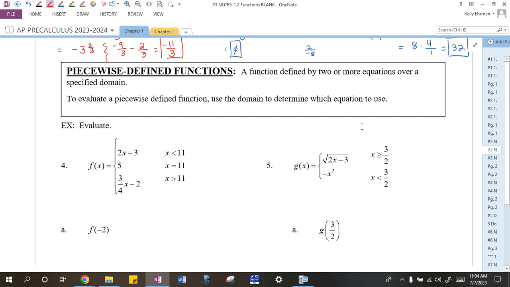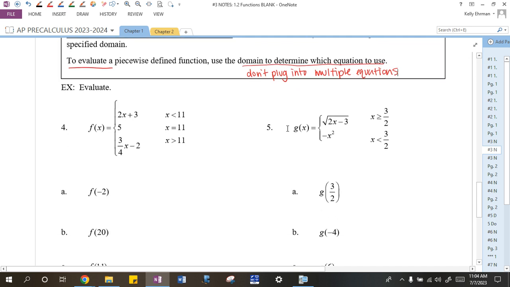To evaluate, to plug numbers into a piecewise defined function, use the domain to determine which equation to use. So don't plug into multiple equations. If I say find f of 2, you should only have one answer. It's not that it's this, this, or this.